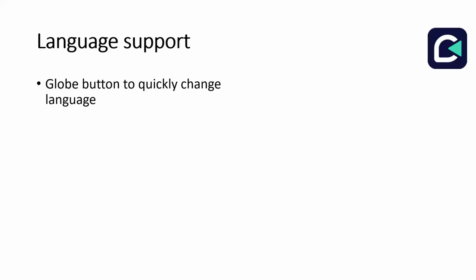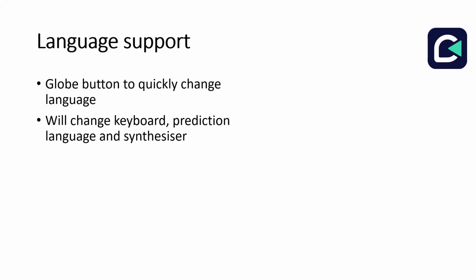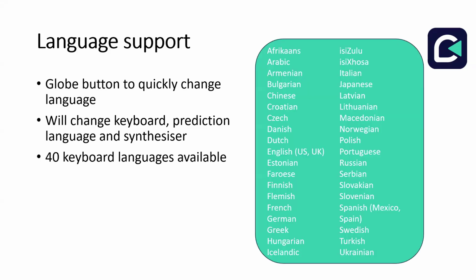So I'm going to talk about languages. On the keyboard, you'll see that there is a globe button that allows you to quickly change your language. And when you change a language, it changes the keyboard layout, the prediction language, and the synthesizer. And we have 40 different languages available from Afrikaans to Ukrainian. And it's really easy to switch between those.